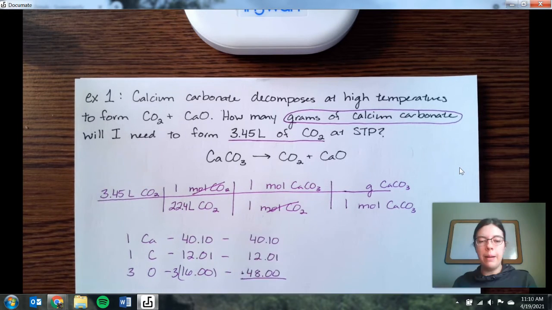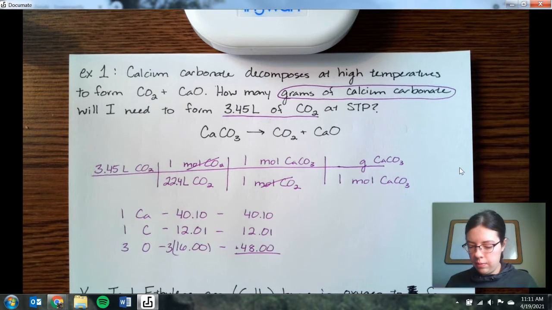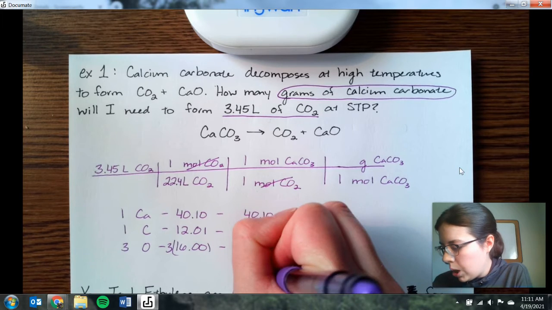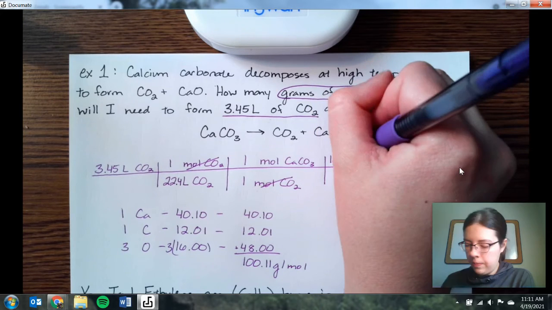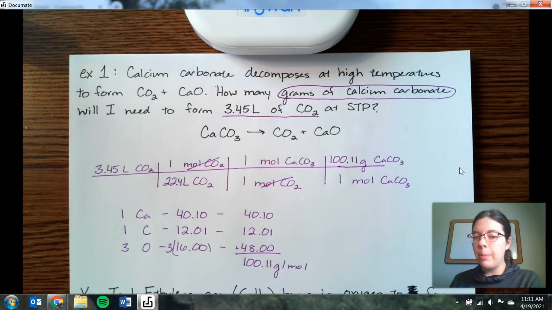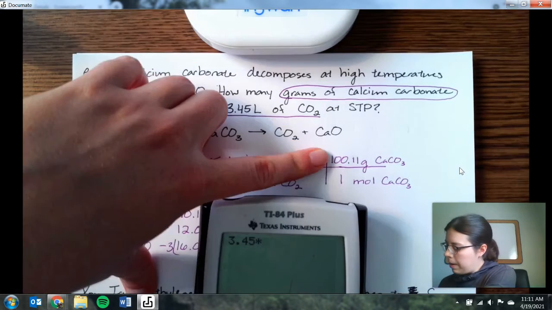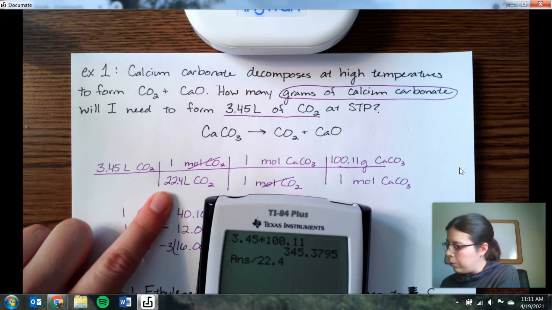Then I just need to add that up to find the molar mass of my calcium carbonate. So 40.1 plus 12.01 plus 48. Make sure you type in your calculator correctly. That gives me a mass of 100.11 grams per 1 mole. So I'm going to put that mass up top, 100.11. Now, numbers on top I multiply, numbers on the bottom I divide. So 3.45 times my molar mass, and then we're going to divide that by the numbers on the bottom, which is 22.4.